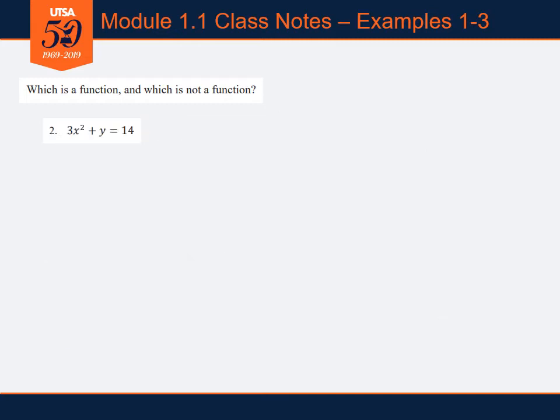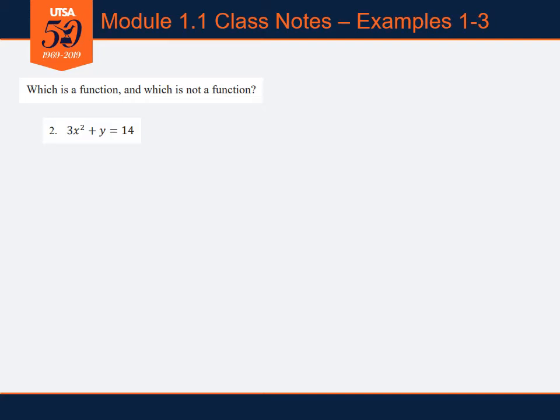But we usually don't see functions written out as ordered pairs. Usually we see functions either in equation form, as we see in example 2 here, or in example 3 on the next slide we'll see graphs of functions. So let's continue with our discussion here, still talking about the definition of a function, and is there only one output value for a given input value? This time we're looking at an equation, 3x squared plus y equals 14. The idea here is to think of x as the input variable and y as the output variable.